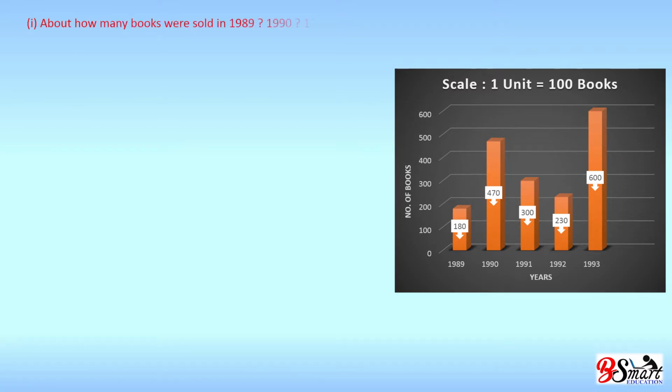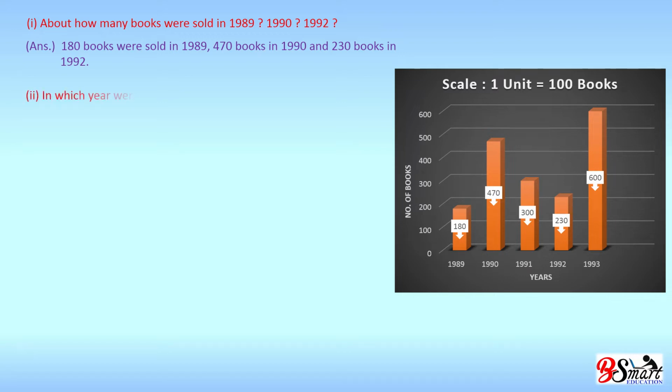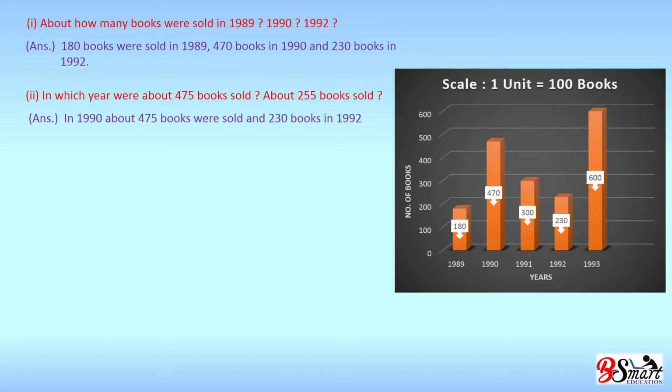Now questions about how many books were sold in year 1989, 1990 and 1992. Answer. 180 books were sold in year 1989, 470 books in year 1990 and 230 books in year 1992. Next question. In which year were about 475 books sold? Answer. In year 1990, about 475 books were sold.